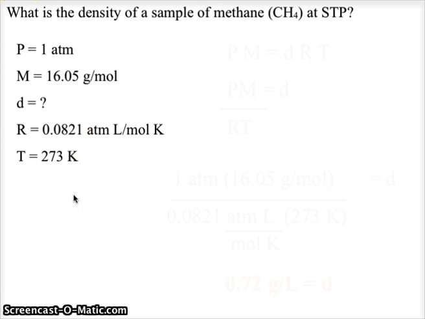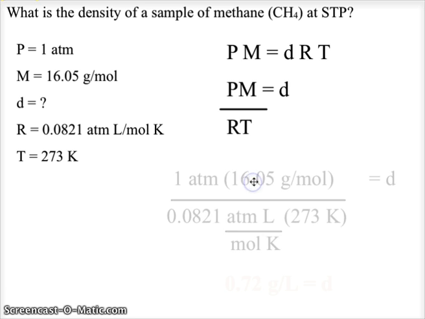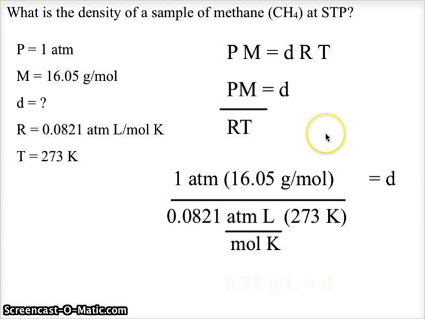Our R value is 0.0821 atmospheres liters divided by moles Kelvin, and standard temperature is 273 Kelvin. Our equation is PM equals dRT, which we can rearrange to be PM over RT equals D, since we are looking for density. So that 1 atmosphere times the molar mass of 16.05 divided by the gas constant of 0.0821 times 273 Kelvin.